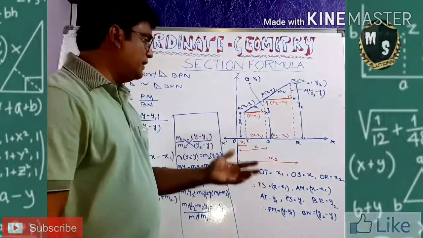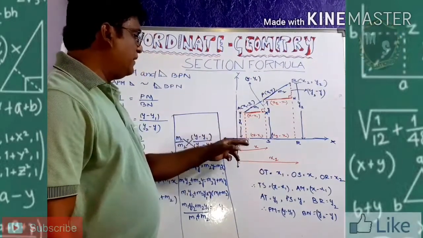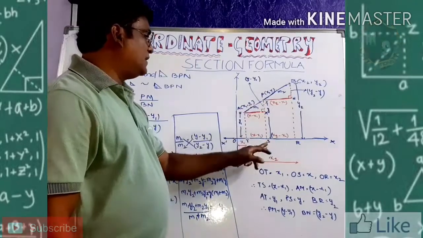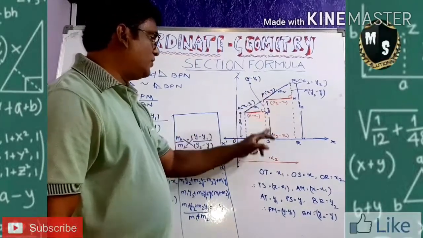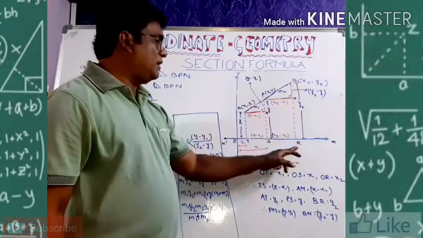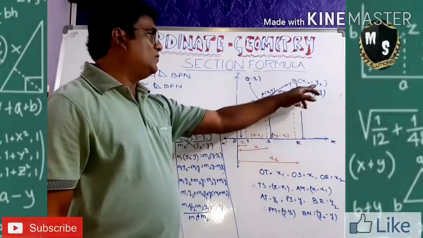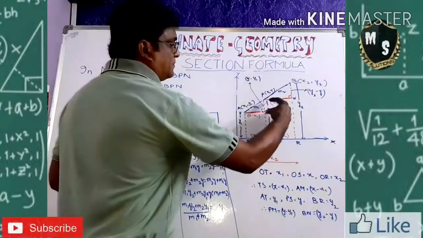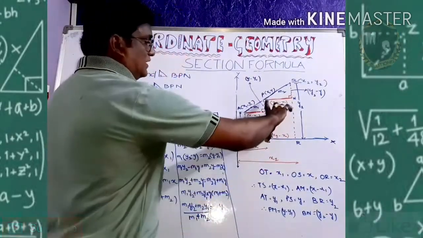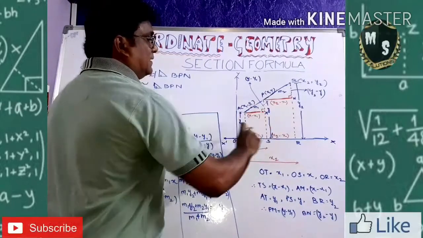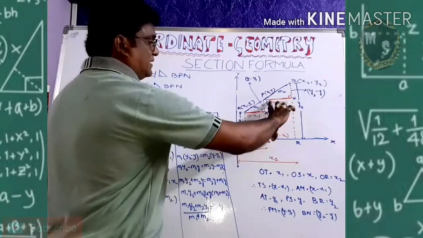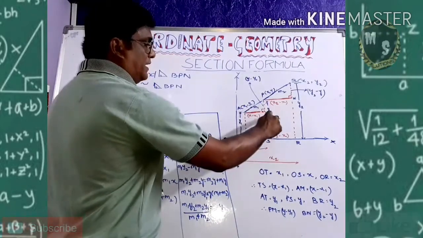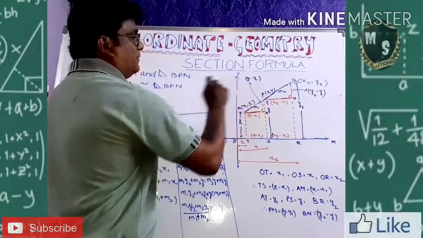Now come to the y coordinate. From A to T in the y coordinate it is y1, you wrote here. And P to S in the y coordinate it is y, I wrote here y. Then B to R in the y coordinate it is y2, I wrote it here. So now we have to determine PM, a very small side. So this is PS minus MS. What is PS? y, minus MS. MS is y1. So y minus y1, I wrote it here.